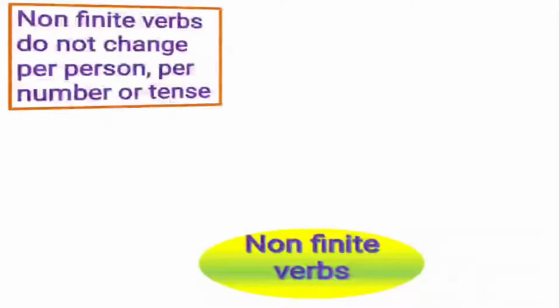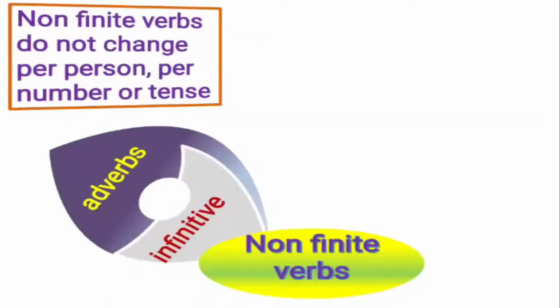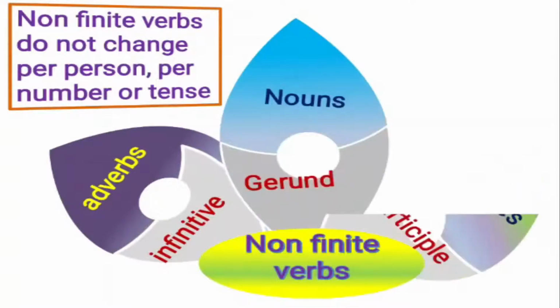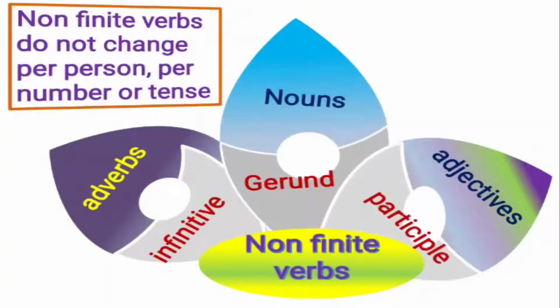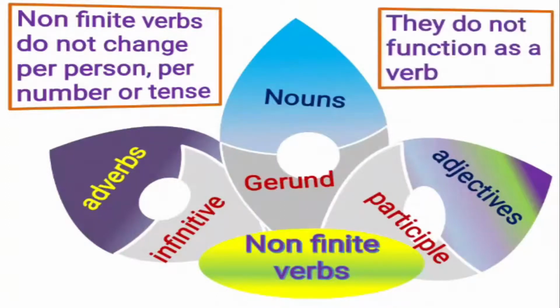So now let's understand what these non-finite verbs are, and if they do not act as verbs, then how do they act? Non-finite verbs, as we have learnt, do not change according to person, number, or tense, and we have also learned that non-finite verbs are infinitives, gerunds, and participles. We also have understood that non-finite verbs do not function as a verb. So, they function as adverbs, nouns, and adjectives.